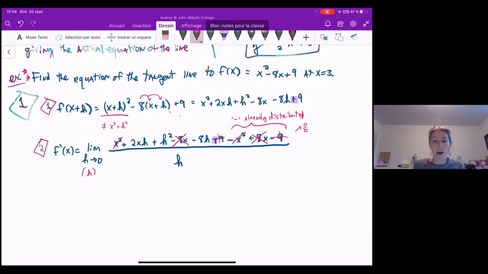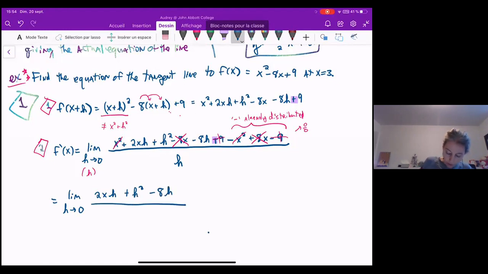And we know that we're trying to have h as a factor, so we should end up with h as a factor. So in this case, we end up with the limit as h approaches 0 of 2xh plus h squared minus 8h all over h. And notice now my h is a factor. I have an h in every single one of those things. So I can factor h out as the greatest common factor. The limit as h approaches 0, h, and I'll have 2x plus h minus 8 left over h.